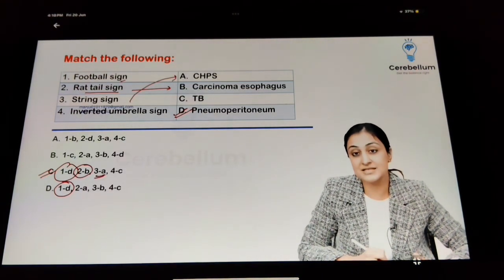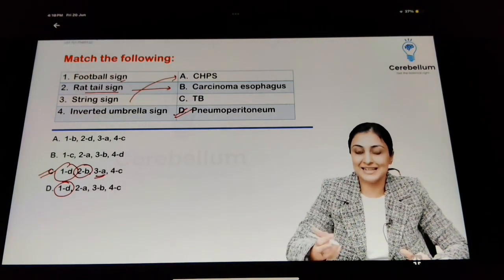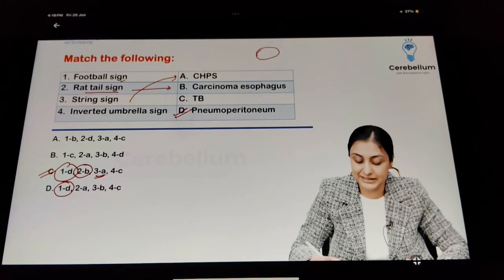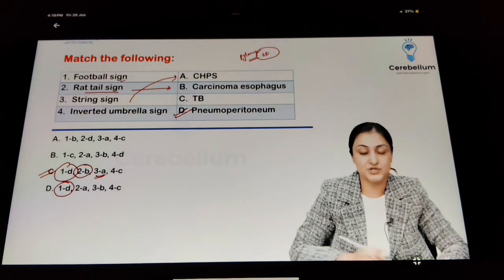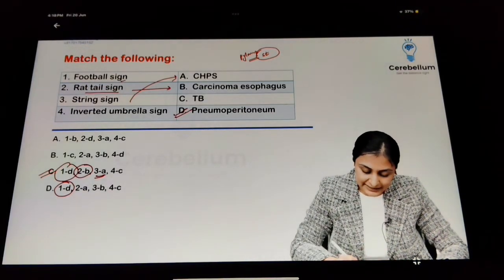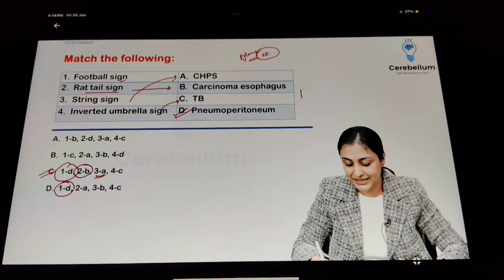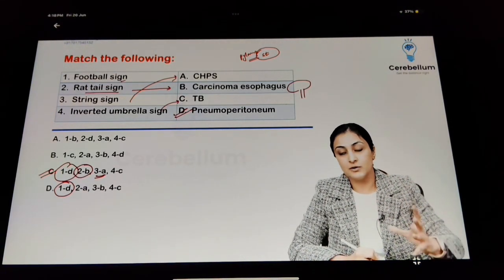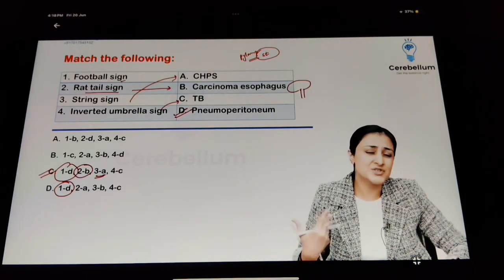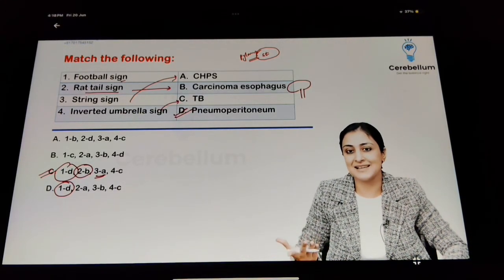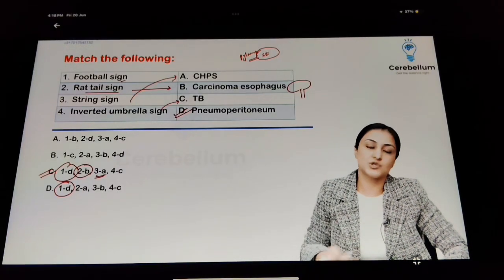3 is A. Yes, string sign in CHPS. So string sign we also saw with Crohn and TB. But even in CHPS, when you do a barium meal, what you see is that the pylorus, suppose this is the stomach filled with barium, the pylorus is thinned out, and that is what is going to appear as a string. So that's correct. And inverted umbrella sign is the pulled up cecum. So when in TB you have the IC junction involvement, you are going to have the cecum and the ileum getting narrowed, and that is what looks like an inverted umbrella. It's also been called as Fleischner sign, Stierlin sign. There are many signs that you just need to cram once. So this is about the signs.